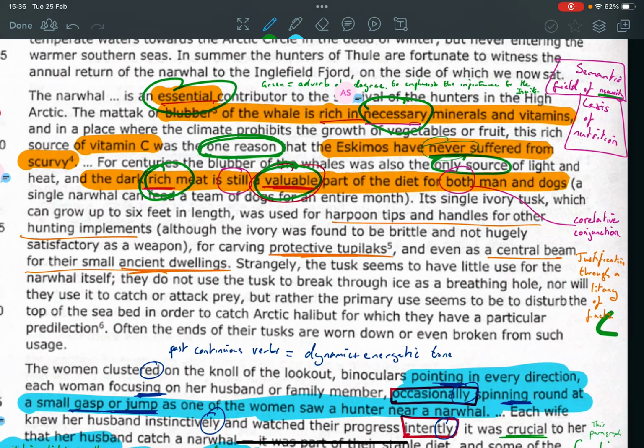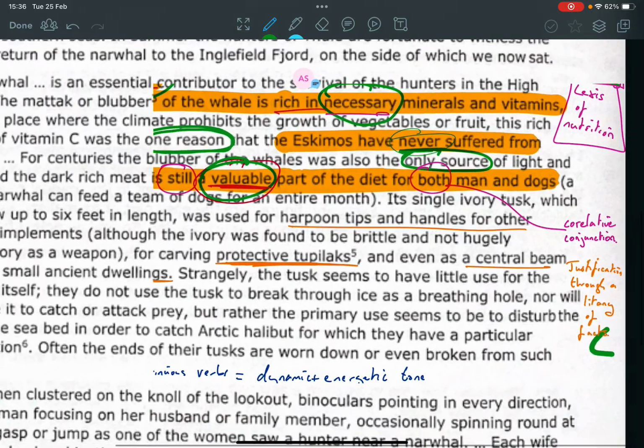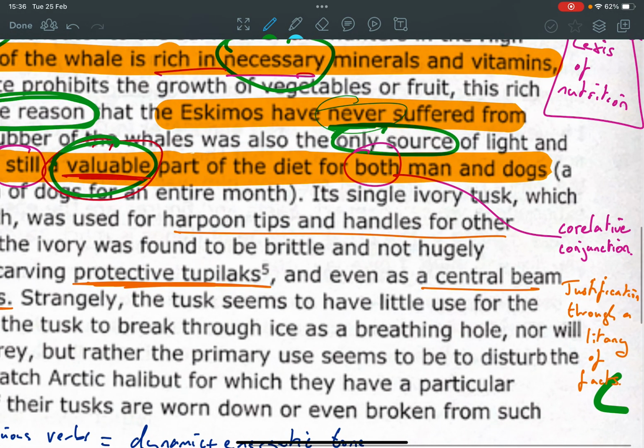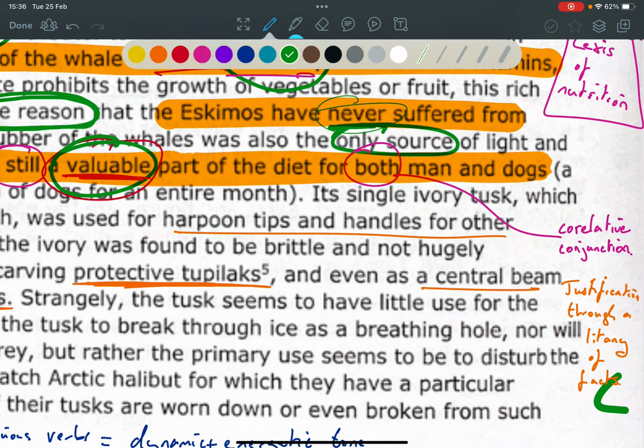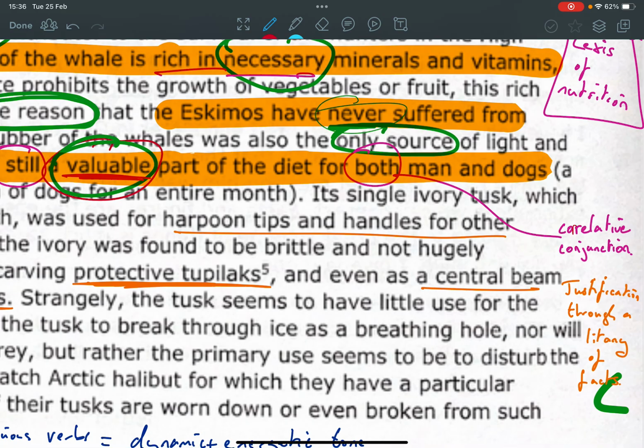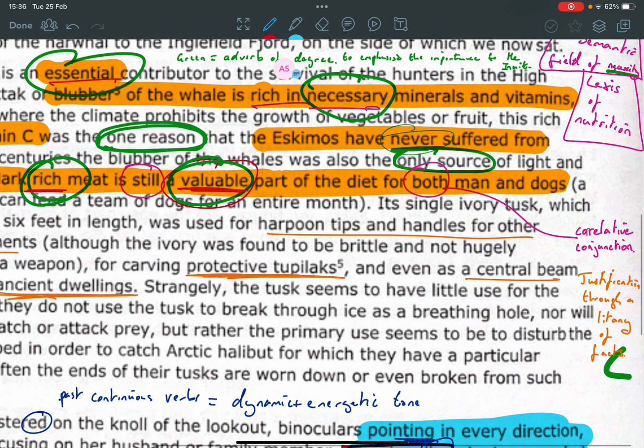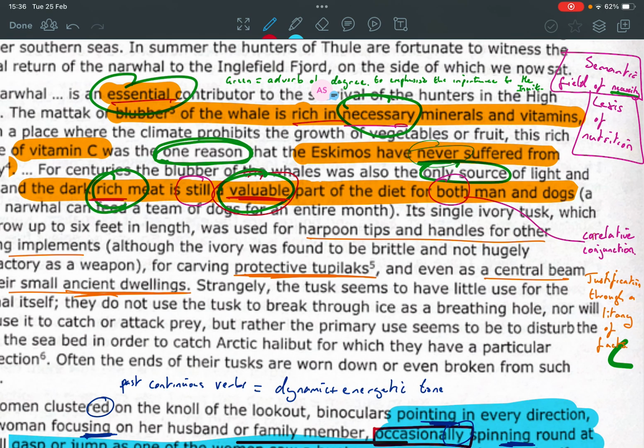Little grammar nut that I am, I've included this bit here. This correlative conjunction. It's almost like a rule of two. Still valuable part of the diet for both man and dogs. It doubles the effect. This isn't just sustenance for the men, it's sustenance for the dogs.